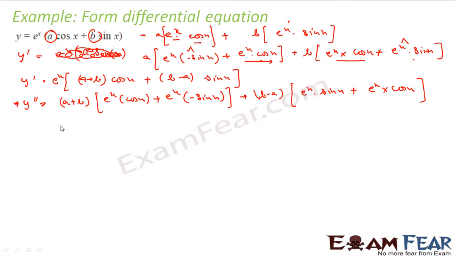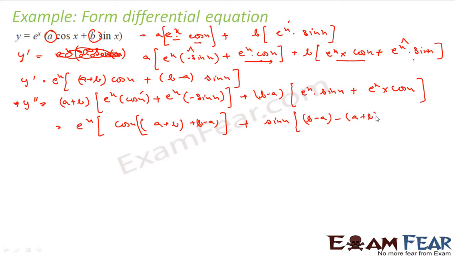Correct? So here also now we have so many cos x sin x, so let's again merge those values, e to the power x common, cos x what we have now, so let's see, cos x into, you get a plus b, and this is plus b minus a, right? The whole thing is into cos x, plus you talk about sin x part, you have b minus a, and then you have minus of a plus b, this is what you get.